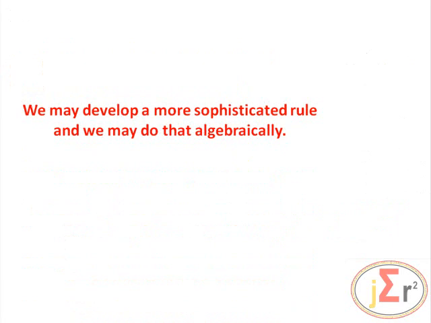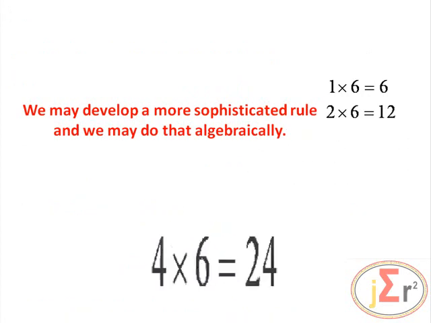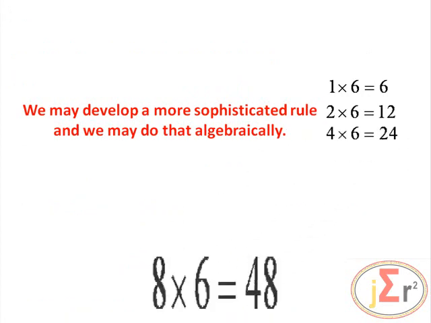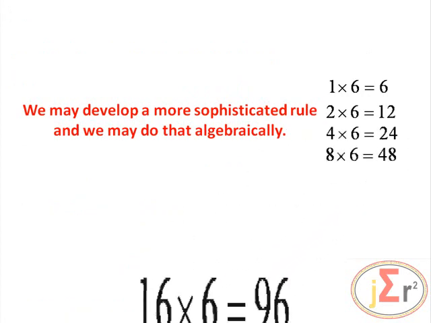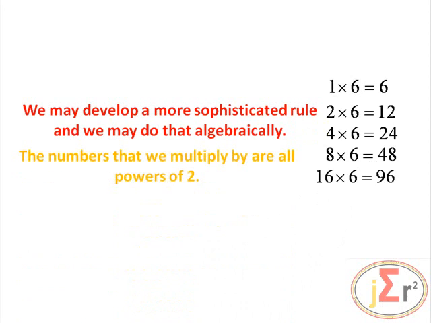We may develop a more sophisticated rule, and we may do that algebraically. Let us look at the sophisticated rule that we may develop. 1 times 6 equals 6. 2 times 6 is equal to 12. 4 times 6 is 24. 8 times 6 is 48. 16 times 6 is 96. The numbers that we multiply by are all powers of 2.